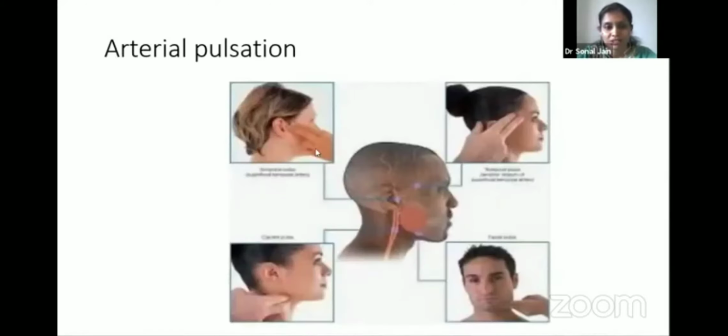Next is the arterial pulsation in the face region. In the first picture, in front of the preauricular point, we can palpate the superficial temporal artery. Here is the common carotid artery, which we can palpate against the tubercle of the C6 vertebra. This is the facial artery, which we can palpate at the anteroinferior angle of the masseter muscle.